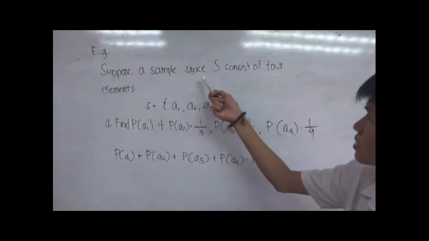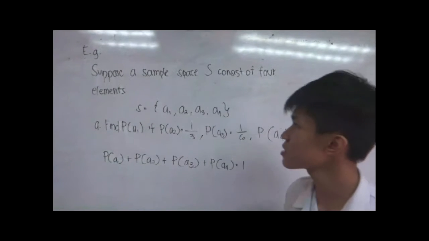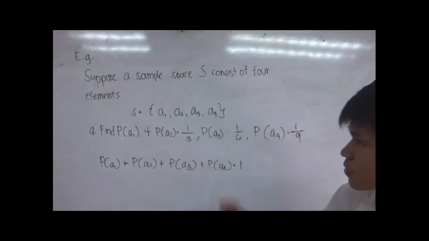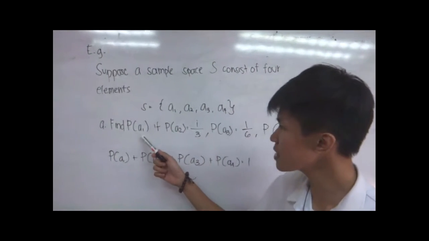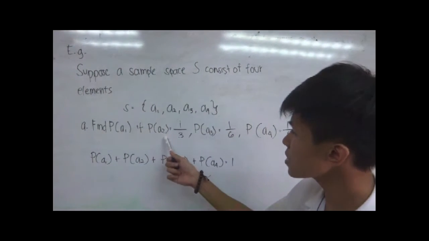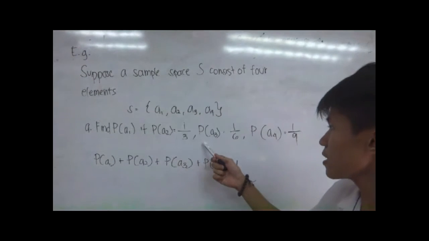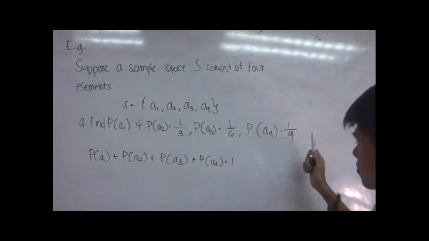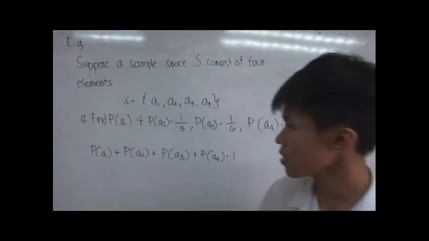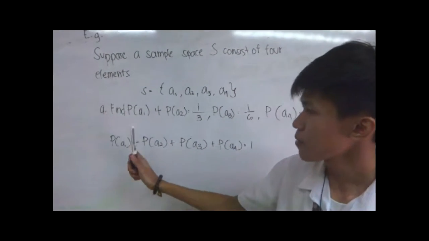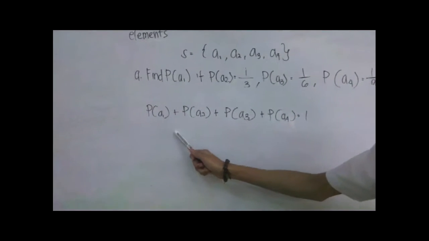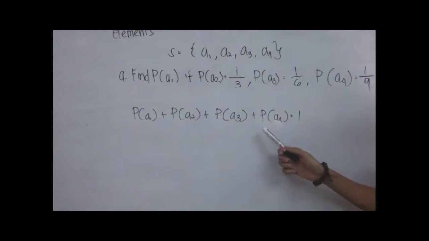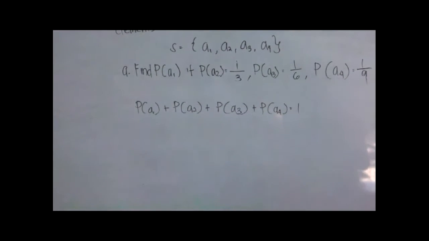Suppose a sample space S consists of 4 elements. S equals A sub 1, A sub 2, A sub 3, and A sub 4. Find probability of A sub 1 if probability of A sub 2 is equal to 1/3, probability of A sub 3 is equal to 1/6, and probability of A sub 4 equals 1/9. According to the principle, probability of A sub 1 plus probability of A sub 2 plus probability of A sub 3 plus probability of A sub 4 is equal to 1.